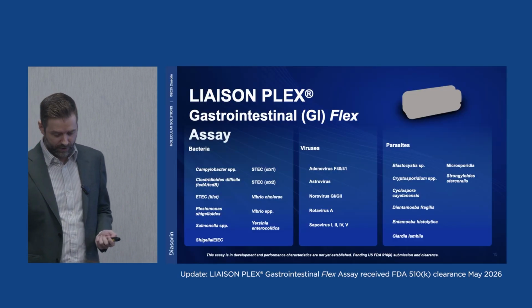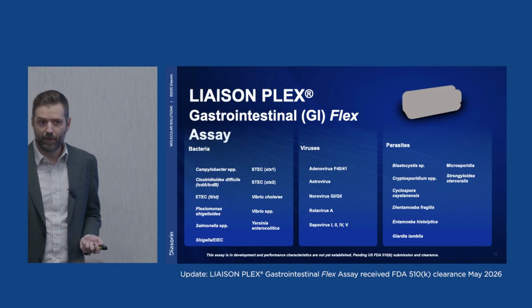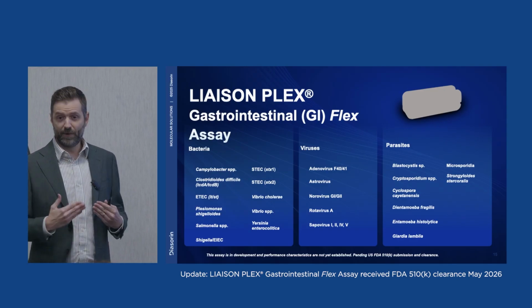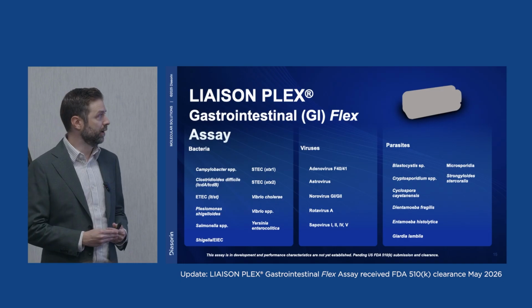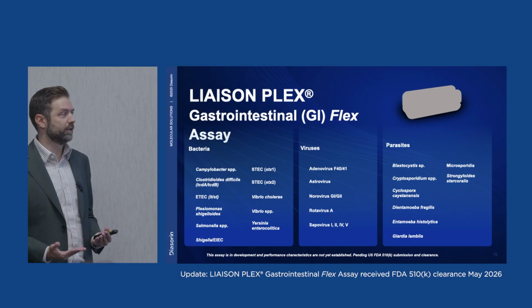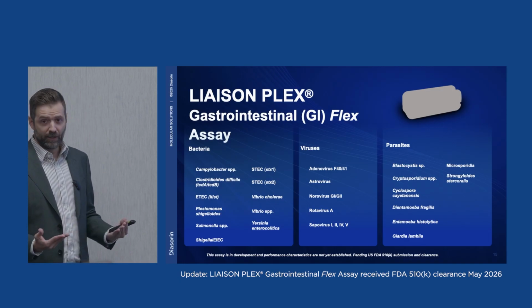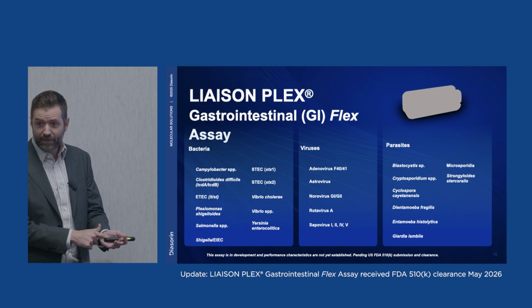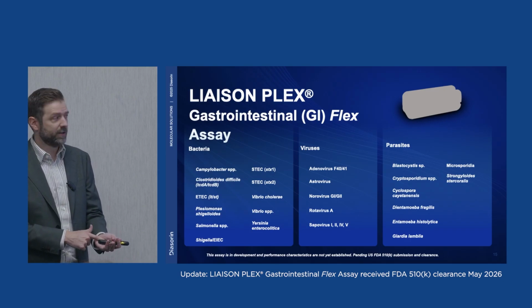So this is the GI panel that we have in development, and we're hoping to get submitted to the FDA soon. You can see it's a very comprehensive panel with bacterial targets, 5 viral targets, and if we can get all of these cleared through the FDA, one of the most comprehensive parasite options on the market with 8 parasite targets.